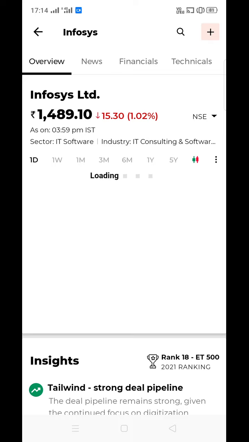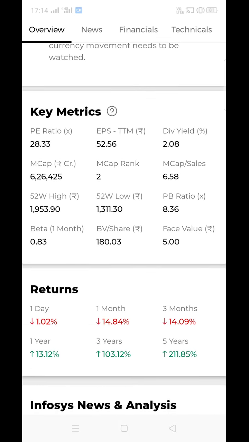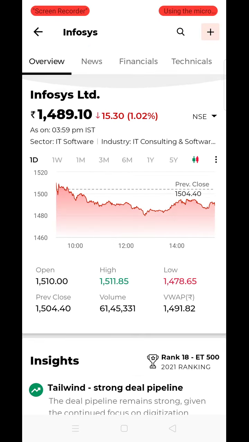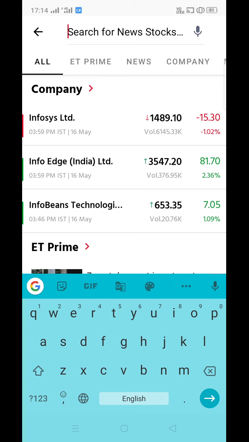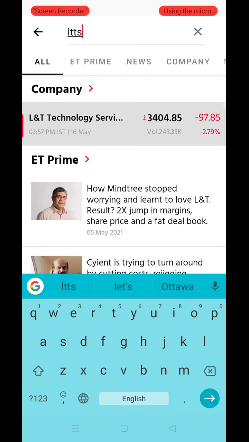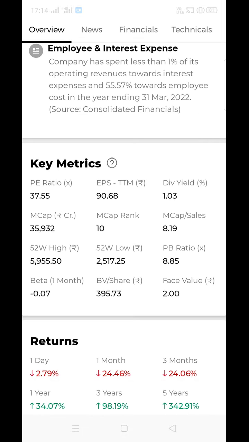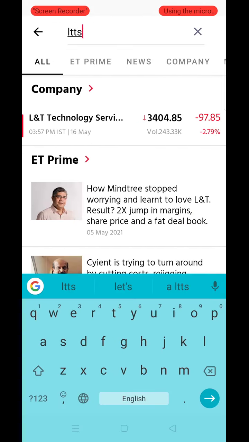So at current market price 1489, the PE ratio is 28. So Infosys is slightly cheaper as such. Let's take other names like LTTS, L&T Technology Services. Here the PE ratio is 37. So approximately what TCS had.